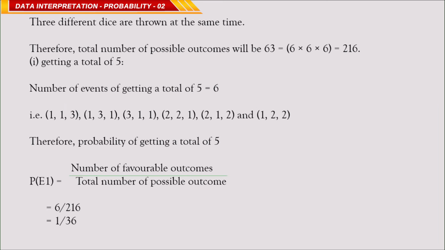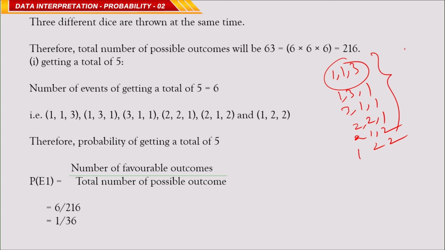Getting a total of 5 means there are these possibilities: 1 1 3, 1 3 1, 3 1 1. Any more? Okay, next: 2 2 1, 2 1 2, 1 2 2. So there are 6 favorable outcomes where the sum of the numbers on the faces of the 3 dice is 5.